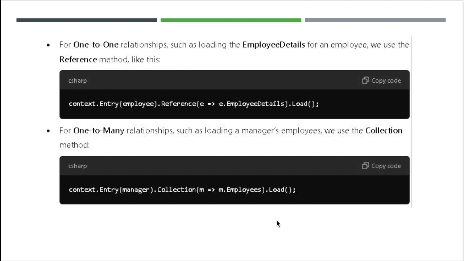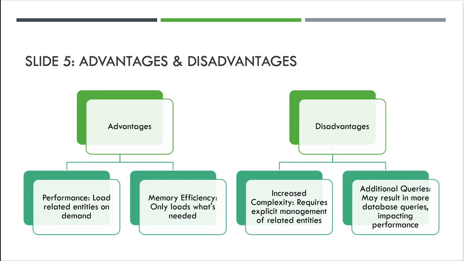So this allows us to load the related entity explicitly when required, optimizing both memory usage and performance. So the advantages and disadvantages of explicit loading are, I think, the advantage is the performance improvement, since the related data is loaded only when needed. It reduces the initial amount of data retrieved from the database. The memory efficiency is also a good point, by loading only the required related entity, you reduce the memory use, especially in a large data set.